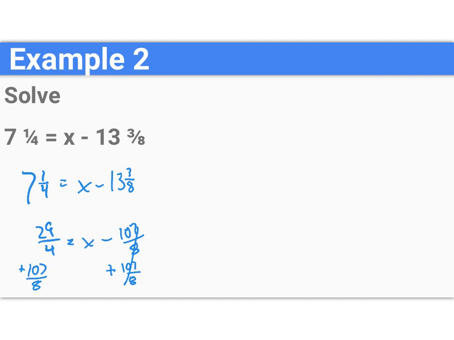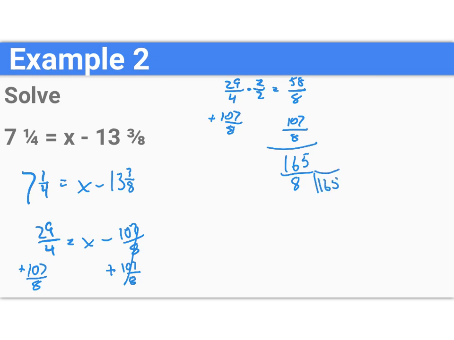Okay, so now 29/4 plus 107/8. Well, if I multiply by 2/2 again, I get 58/8. And now I can add that to 107/8, because same bottoms will add. 8 plus 7 is 15. 5 plus 1 is 6. 165/8. You cannot leave your answer as an improper fraction, so now I'm going to divide 8 into 165.